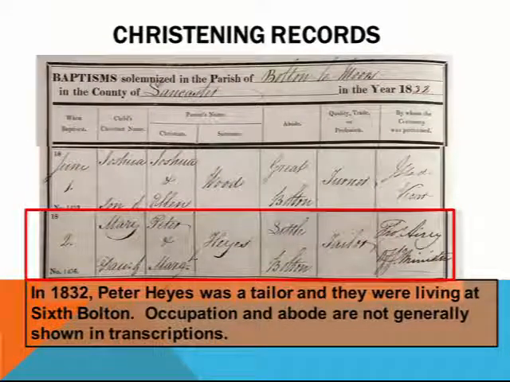Next, we look at the original records for each christening of the children. Here is the 1832 baptism of Mary. Her parents are Peter and Margaret. Notice that Peter is a tailor. This is a clue that did not show up in the transcription.